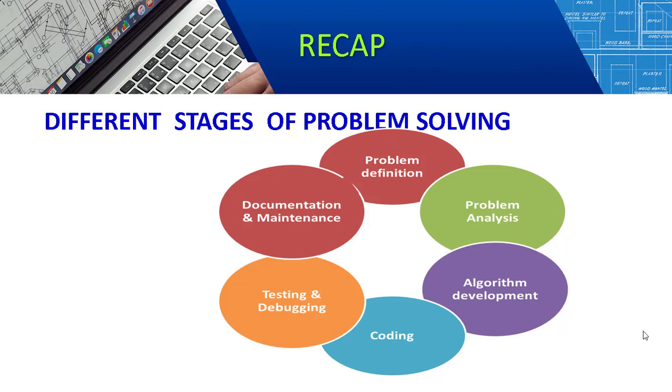Testing and debugging. Testing is checking the errors. The program has been developed and we have to test. That is, you have to run the program and execute all the instructions, then we call it testing. Debugging means correcting the errors. Documentation is a reference material, and maintenance is periodic review of the programs, and modification must be done based on the user requirement. So these are the different stages of problem solving.